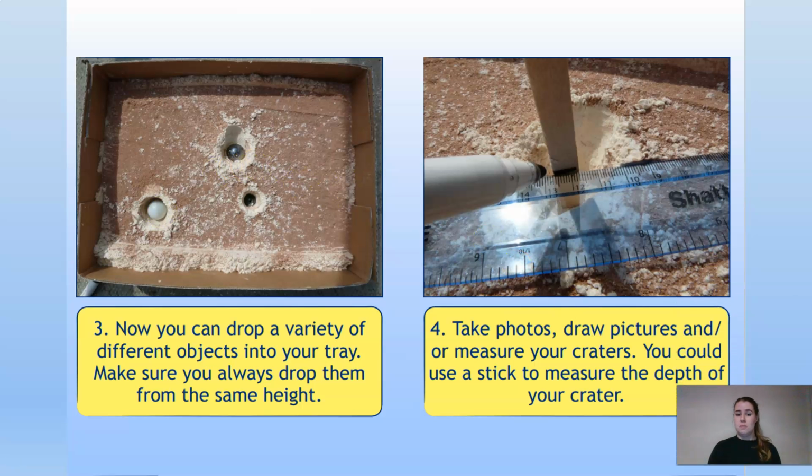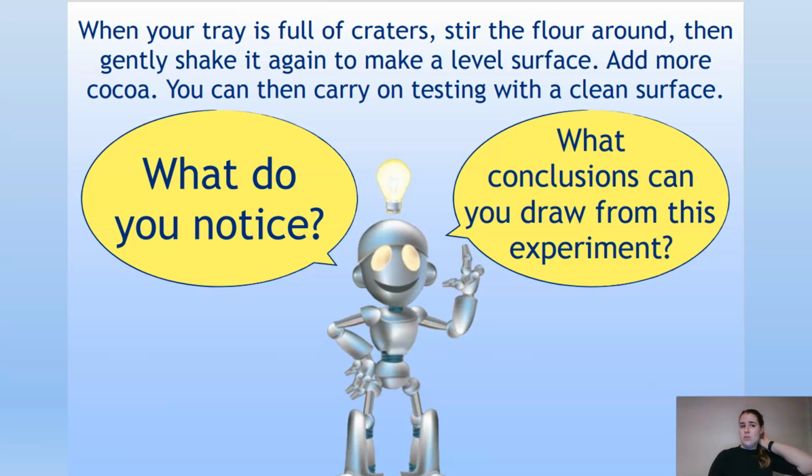And then what I did is I took some pictures, okay, and I measured the depth of how far that object went in. So I used a little lollipop stick and then I drew a line and then measured it with my ruler, just to see what the impact would have on the surface of effectively the surface of my moon is what I created there, okay. So when your tray is full of craters, what you want to do is stir the flour back around and shake it out so you level it off again. You can put a little bit more cocoa powder on the top, and then you can carry out the testing again on a clean surface.